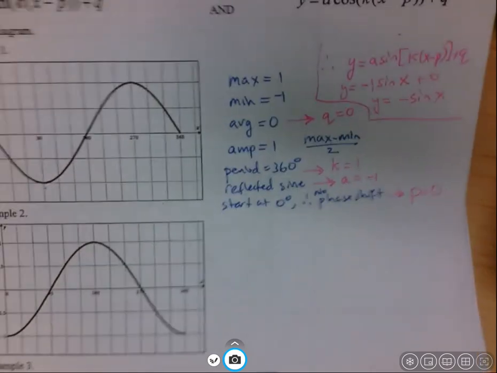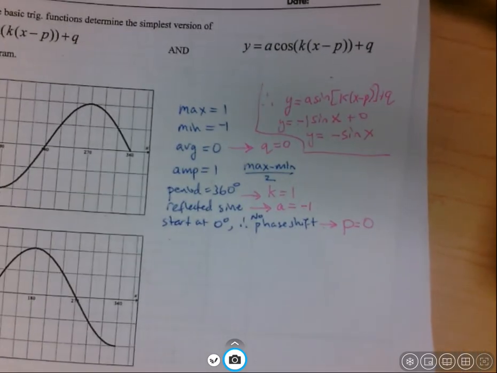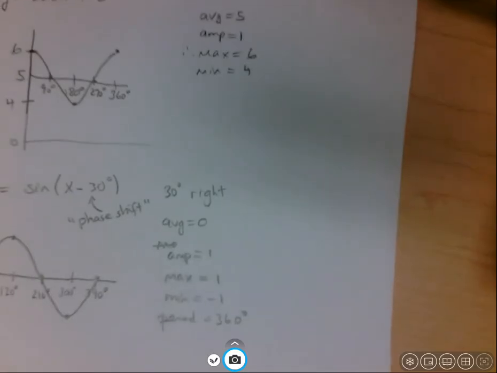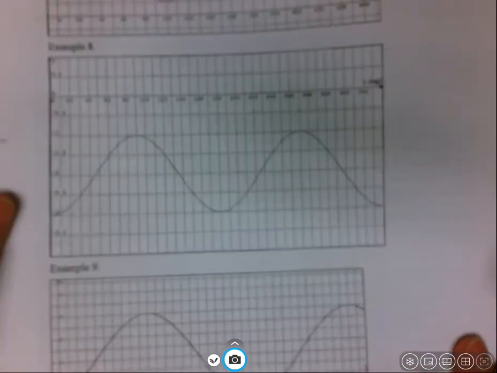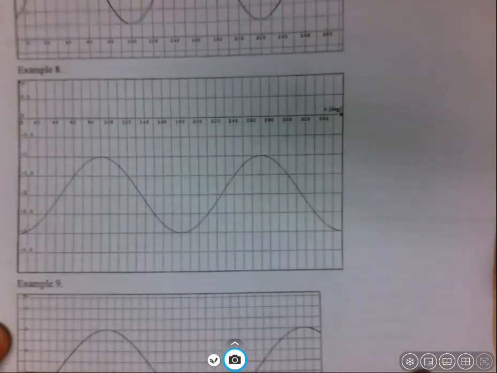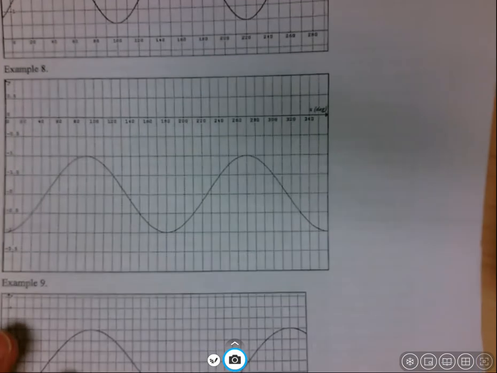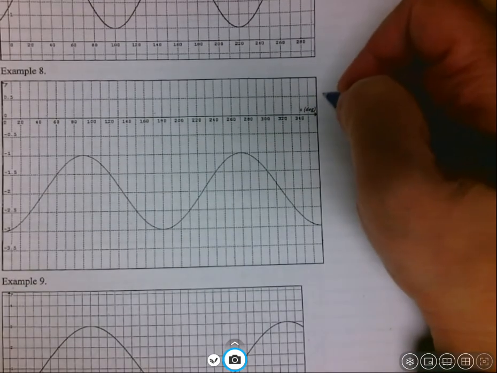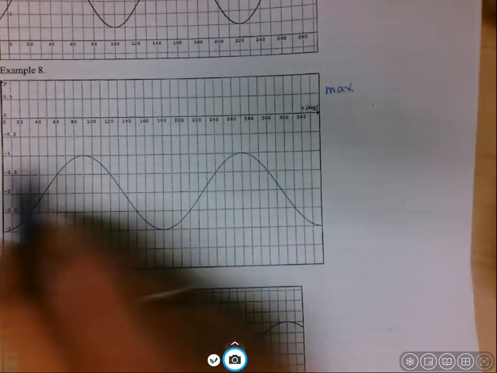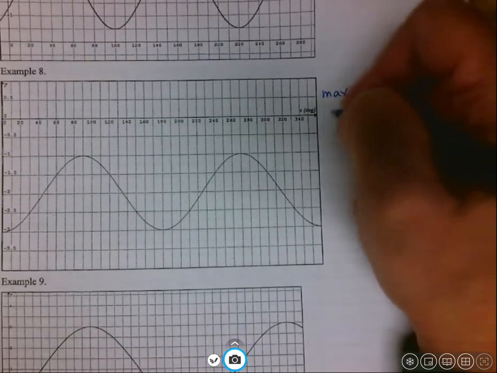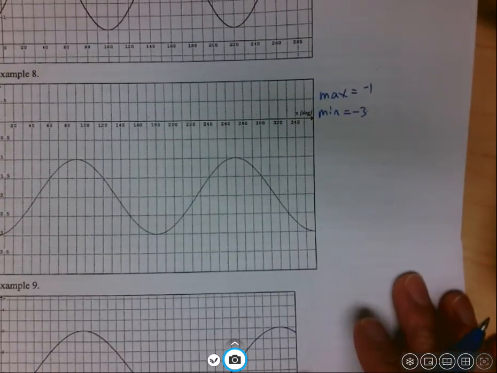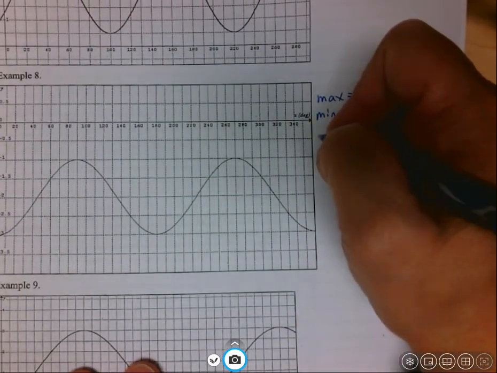So let's do one that's a little bit more interesting. I'm just going to flip in the booklet. You have so many you can do in the booklet. I'm going to go down to example 8. Go down to example 8, so you can see this one looks very different. Let's start writing our key properties. Our maximum I can see is -1. Our minimum is -3.